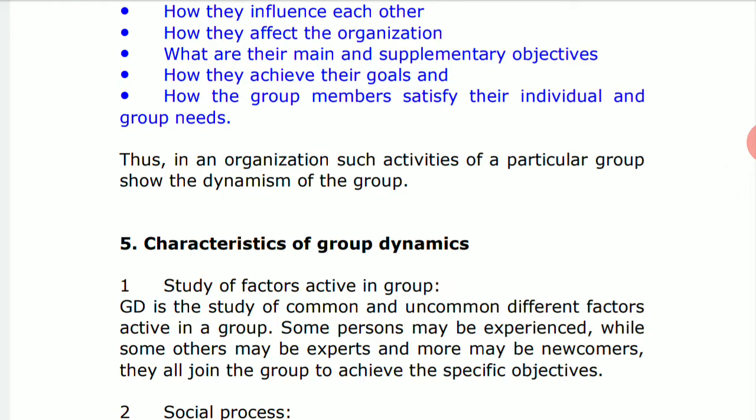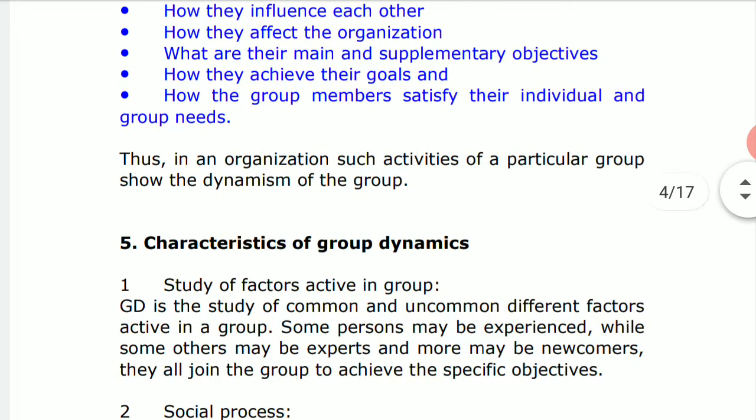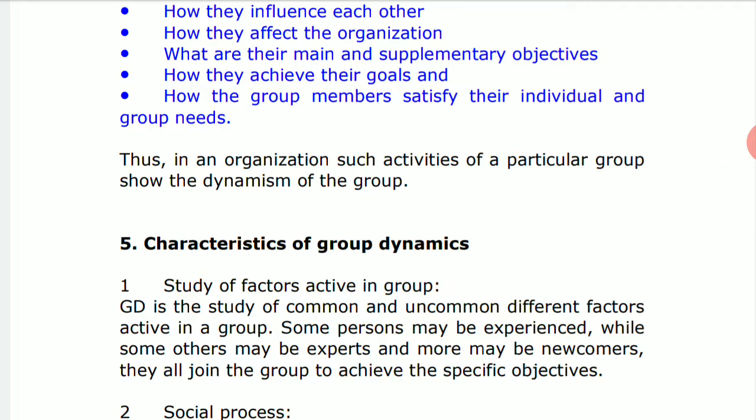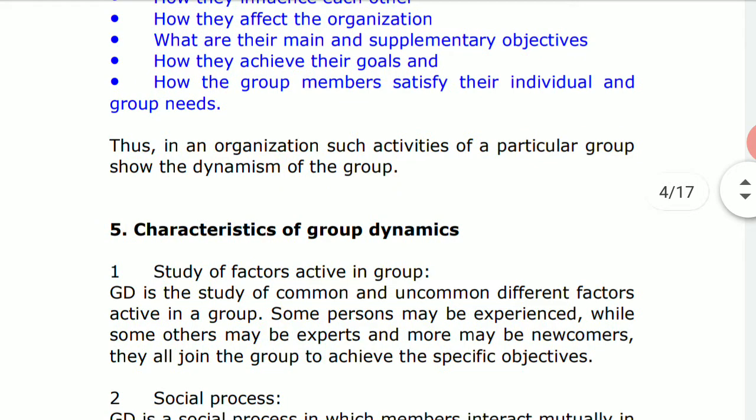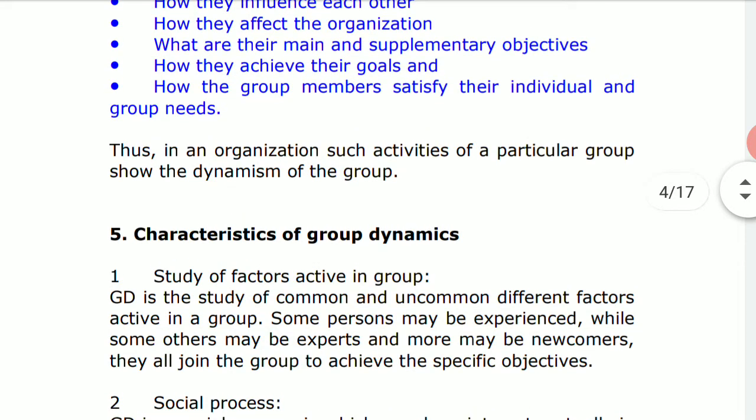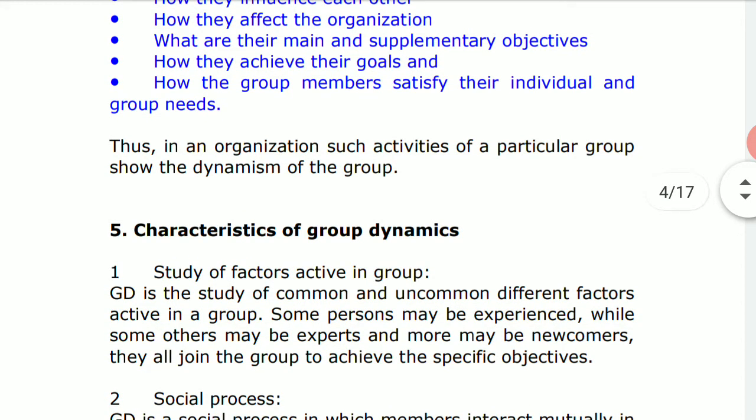and how it affects the organization, what are their main and supplementary objectives, the main objective of the group and its supplementary, that means subordinate objectives, what kind they are, how they achieve their goals, how goals are achieved, and how the group members satisfy their individual and group needs. That means through group dynamics, how group members satisfy their individual and group needs. When all this coexists, then we say that there is group dynamics in the organization.